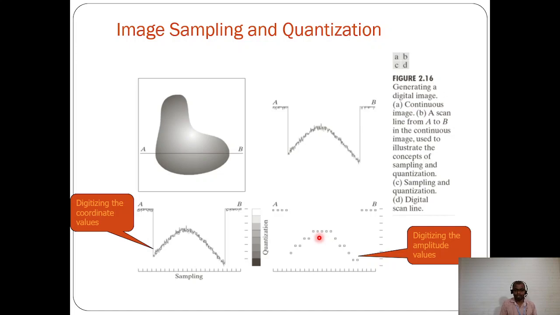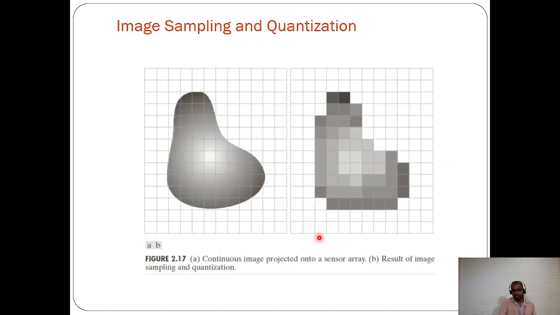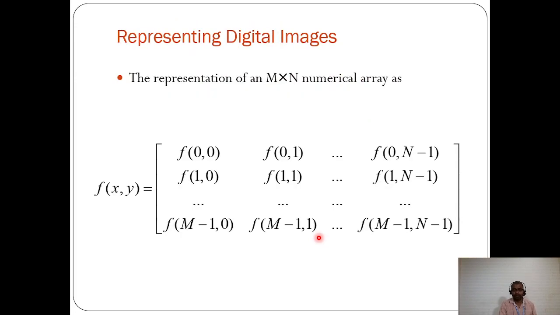So this is a continuous image. After digitization, we can see the image like that. If you want to represent a particular image, it may be of size m by n or n by n.